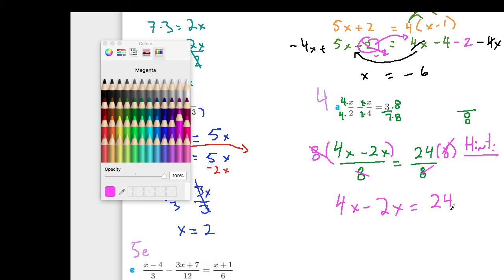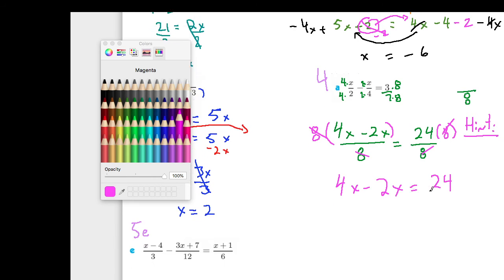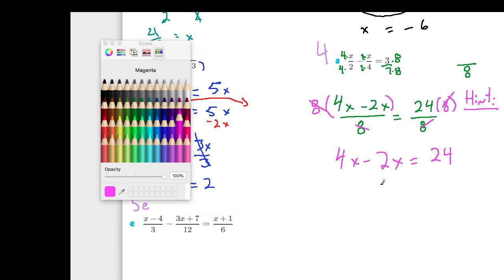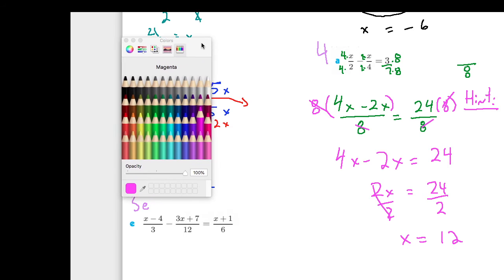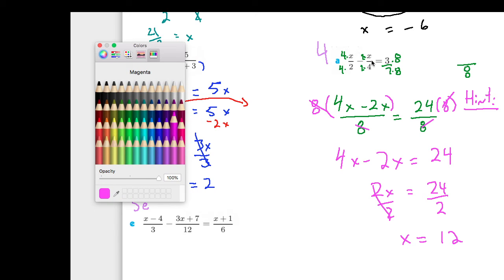So what we have in the end is a linear equation with no fraction, which is quite easy to solve. So 4x minus 2x is 2x, and I have 24. And finally, the last step, we divide by 2 to cancel the 2, and I have x is equal to 12. All right, so that's getting more involved. So these are 3 terms with fractions, and we have to try and get rid of the fractional piece in this linear equation.